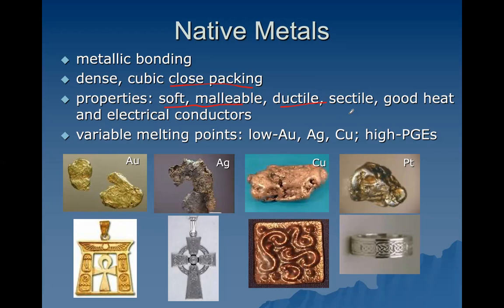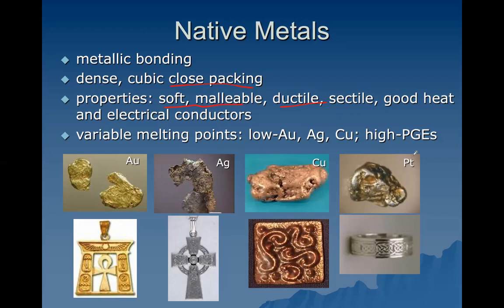You can easily split them, section them, and they are good conductors, both electric and heat conductors. And also they have variable melting points, as you can imagine. Relatively, if you line them up, the lowest will be gold, and then silver, then copper, and the highest will be PGEs, platinum group elements. They have very high melting points in PGEs.